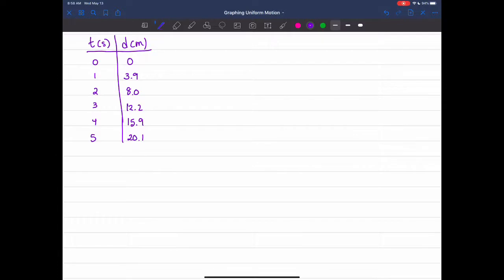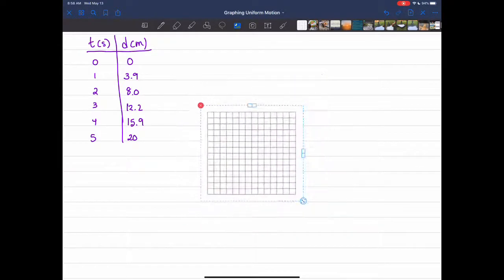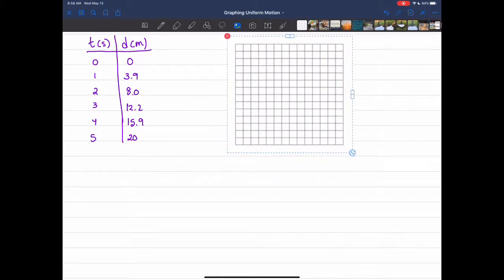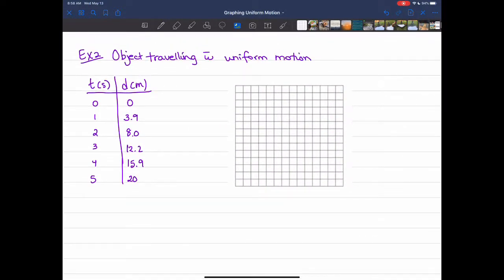So for the last one, let's see. I think I might give you just 20 for the last one instead of 20.1. I think that might work better for you guys. Okay, so let's do that. And again, I would like for you to do a graph. I'm using these because it makes it a little bit easier to graph, but you don't have to have that.